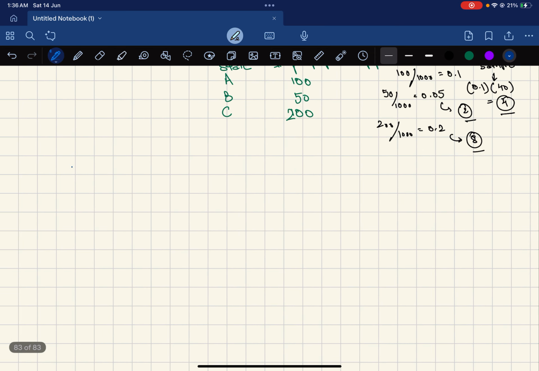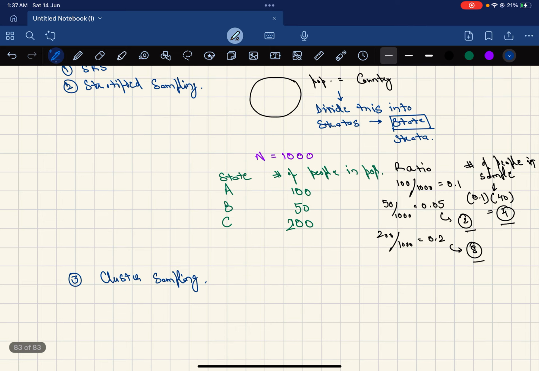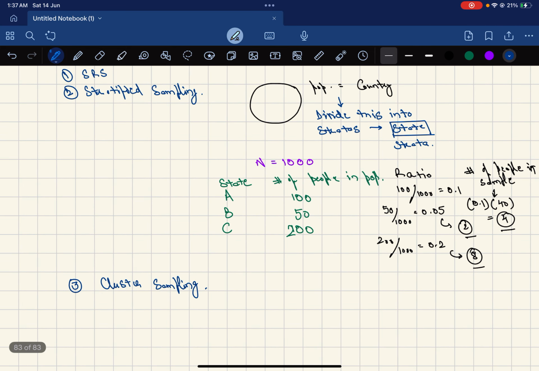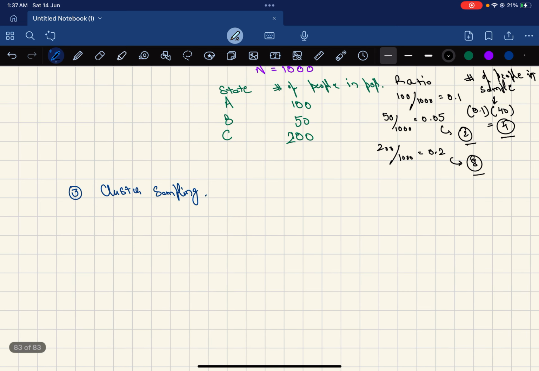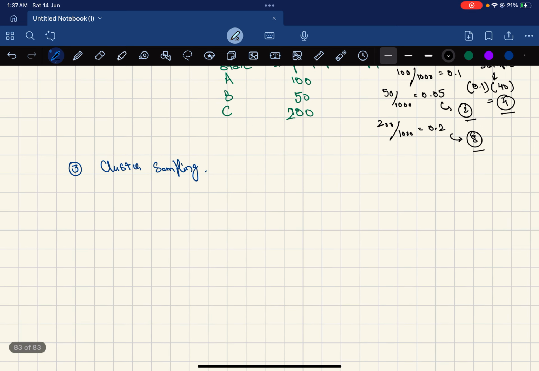Now the third one is called cluster sampling. So many a times people get confused between stratified sampling and cluster sampling, because cluster also sounds like we are having some clusters and we are selecting to have equal representation, but that is not exactly what is happening in cluster sampling. So in cluster sampling, what we do is we pick up a part of the population.